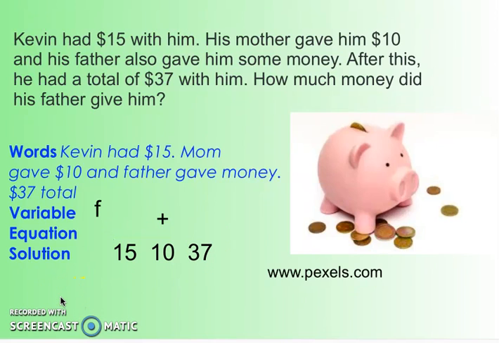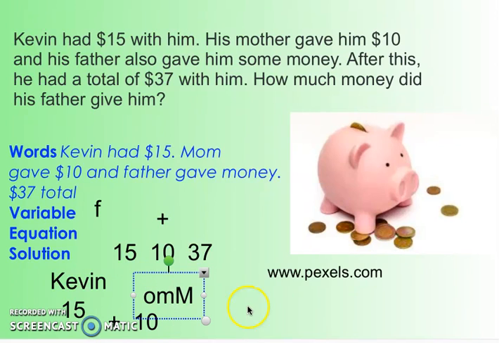Okay, so let's start off with the first thing that they gave us, the first information. They said Kevin has 15. Okay, so Kevin has 15, and I like to label this. I'm going to put Kevin above it. And so he has $15. That's what he's starting off with. Mom gave him, and we've already decided when someone gives it to you, it's addition. So Mom gave 10. And then Dad gave how much? We don't know. And so remember with him, we used F for father.